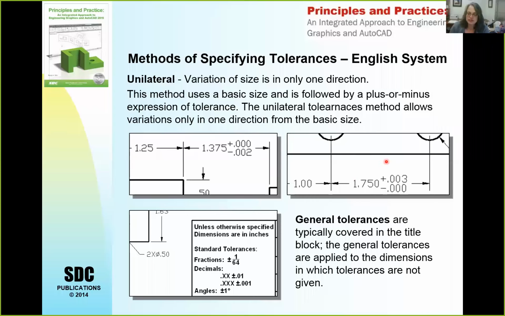We can also have variation that's allowed only on the upward side. So this is another example, 1.75 plus 0.003 minus 0. That means this dimension here must be at least 1.750 inches and no more than 1.753. Fairly straightforward once you know what you're reading. We already talked about these general tolerances. And all of this information is in your textbook, again, in Chapter 7.